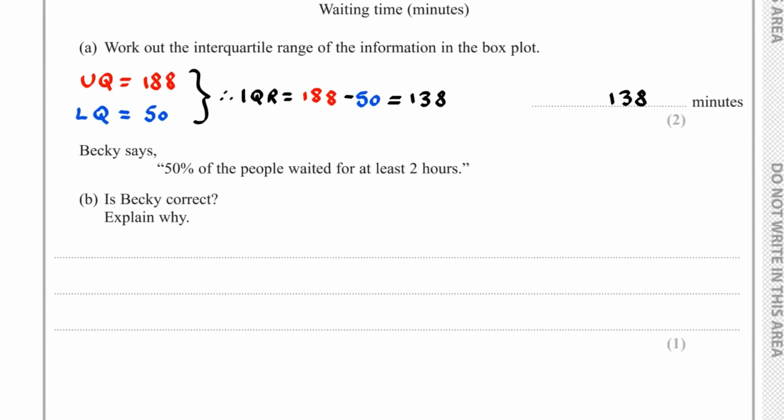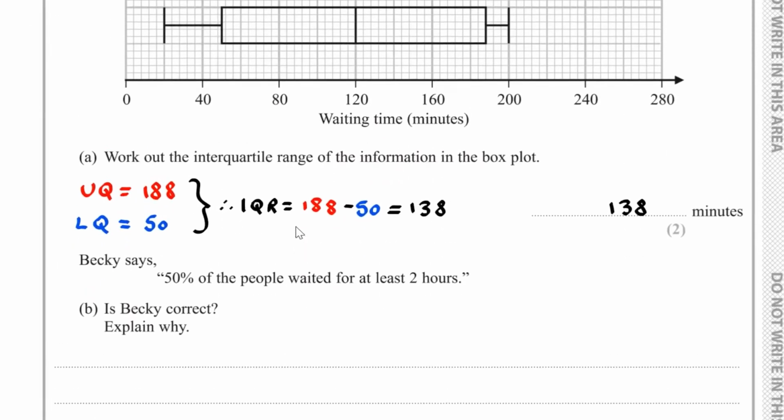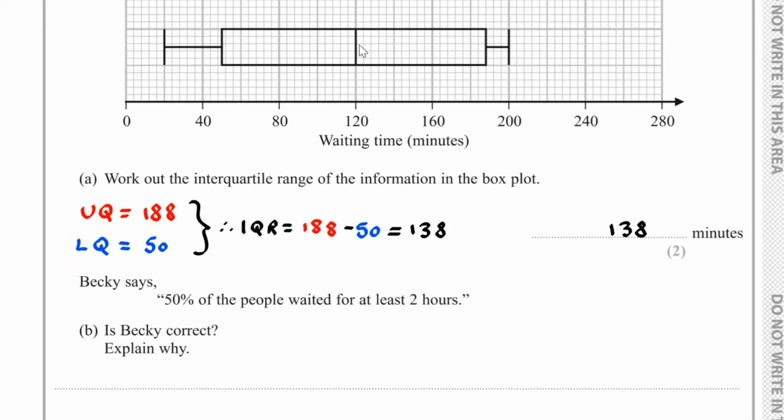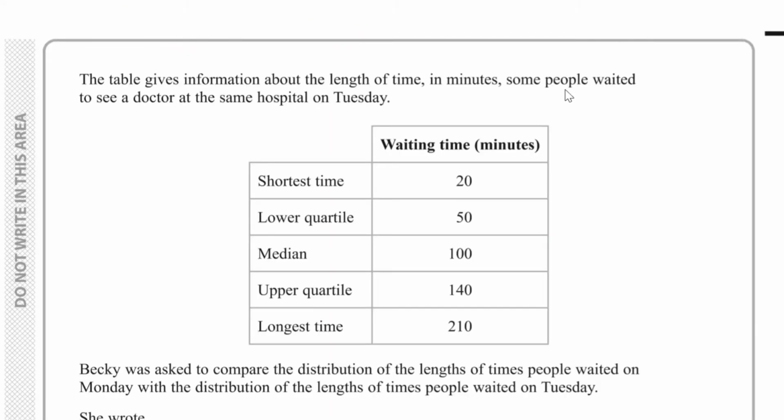Now for part B, Becky says 50% of the people waited for at least 2 hours. Is Becky correct? Explain why. Well, if we take a look over here, you can see for the median, that corresponds to 120 minutes, which is 2 hours. And so Becky's correct because the median is at 120 minutes, which corresponds to 2 hours.